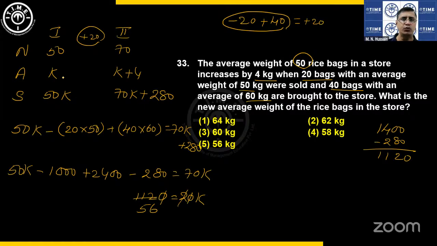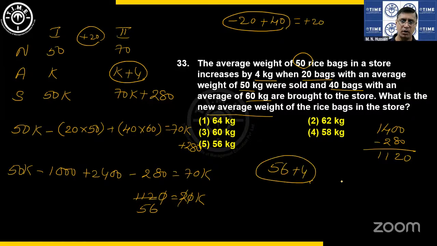Now the average weight, initially it was 56. What to find? The new average weight. New average weight means 56 plus 4, that is 60 kgs. Now what is the answer choice? Third choice. Answer choice is 3.